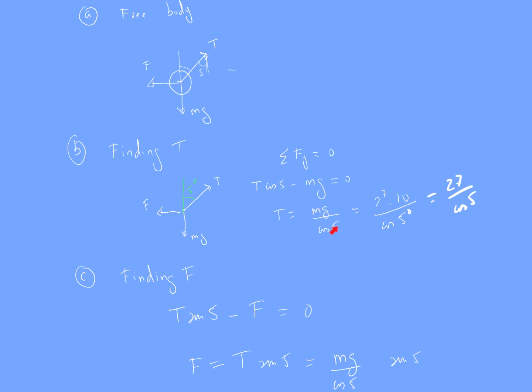The tension will be mg divided by cosine of 5, and you can make the calculation in your calculator. This will be approximately 27 because cosine of 5 should be very near to 1, so it will be 27 divided by almost 1, so a little bit bigger than 27. Okay.